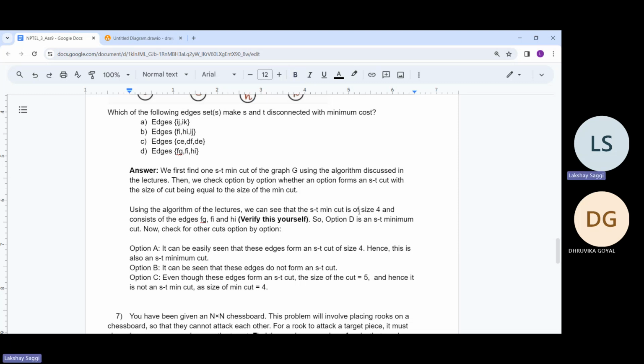So essentially, we get that option D is naturally an ST minimum cut. Option A is an ST minimum cut. B and C are not. So only options A and D are correct. I'll just write down the answer also. Hence, options A and D are correct.